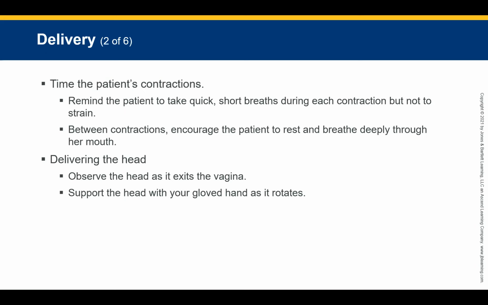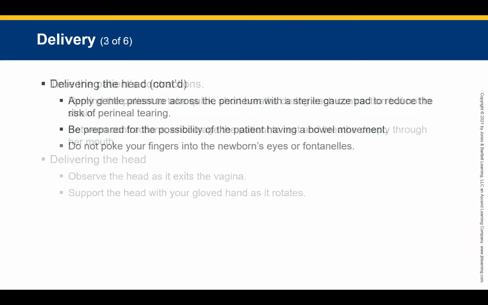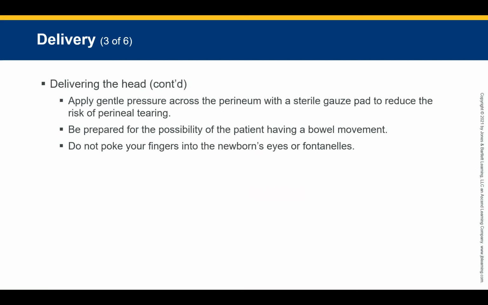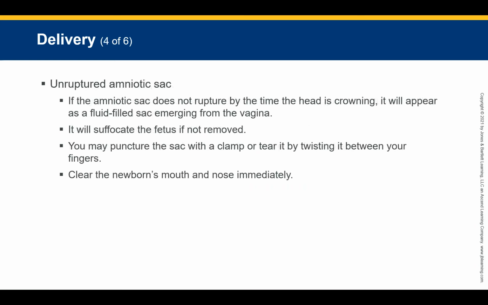Place your sterile gloved hand over the emerging bony parts of the head to control the delivery of the head. Continue to support the head as it rotates naturally. It will naturally rotate, it'll dip down, and one shoulder will come out as the other one protrudes to come out the same way. Be careful that you do not poke your fingers into the newborn's eyes or into the fontanelles. That is dangerous. We want to be very safe about that.